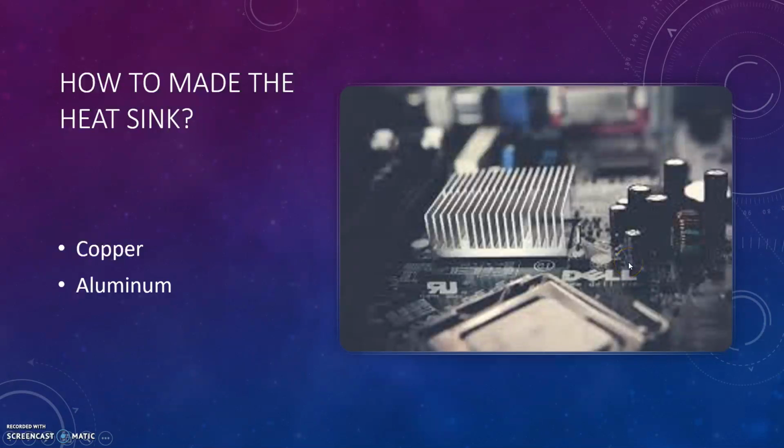All modern CPUs require a heatsink. Some also require a fan. A heatsink without a fan is called a passive heatsink, and a heatsink with a fan is called an active heatsink. Heatsinks are usually constructed from copper or aluminum.